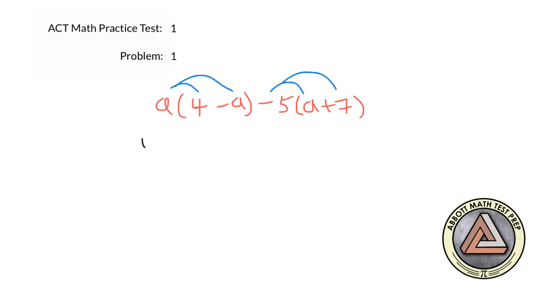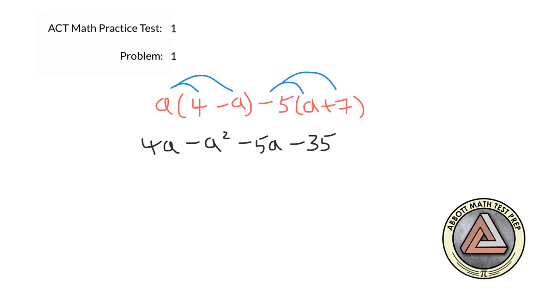On the next line, it would be 4A minus A squared minus 5A minus 35. And at this point, we have a 4A and a -5A, so those are like terms. Those can definitely be combined.